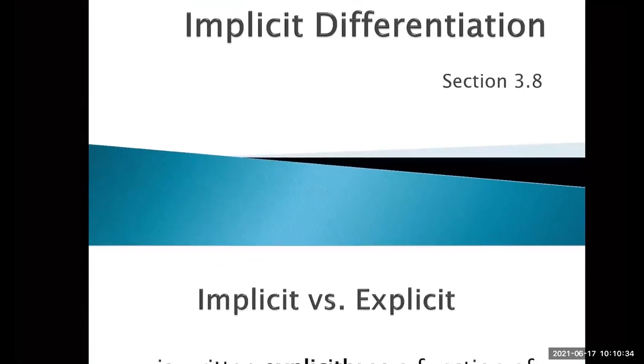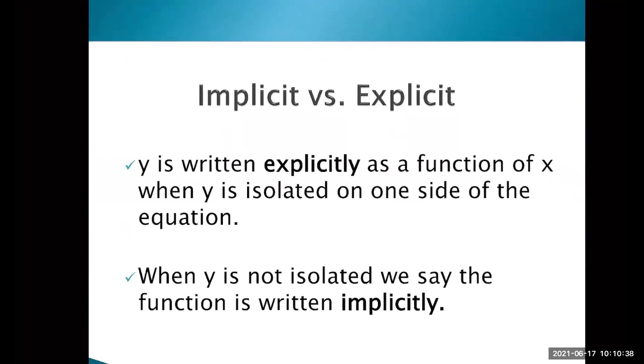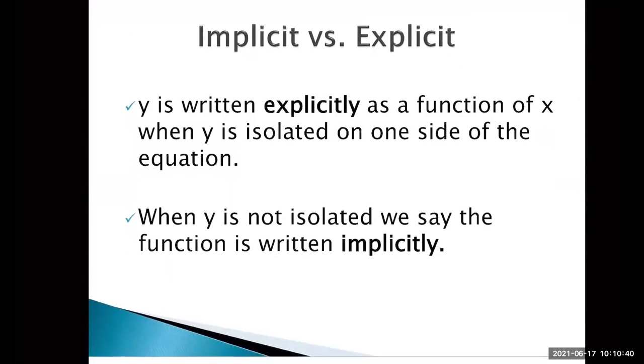About is, what is implicit differentiation? What does that mean? Well, you use implicit differentiation when you have a function that's written implicitly. So this is what it means to have a function that's written implicitly versus explicitly.